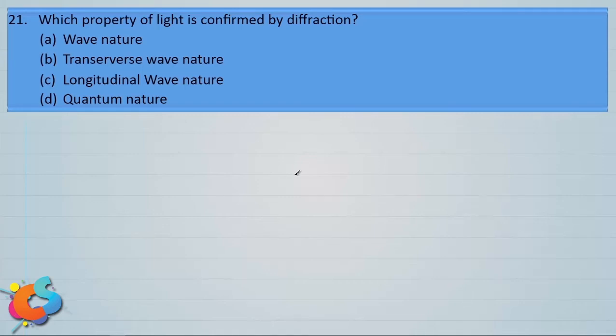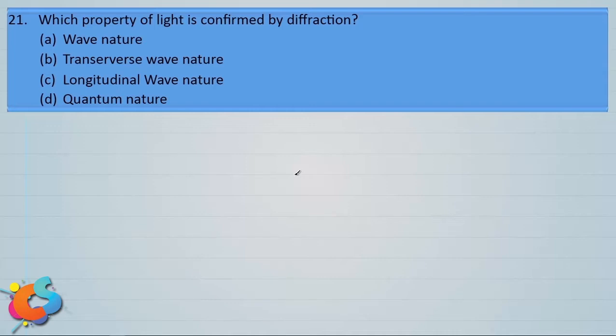Dear students, now let's solve some of the questions from diffraction. Let's take up the first question. Which property of light is confirmed by diffraction? Options: A. Wave nature, B. Transverse wave nature, C. Longitudinal wave nature, and D. Quantum nature. Dear student, it's a very fundamental question.